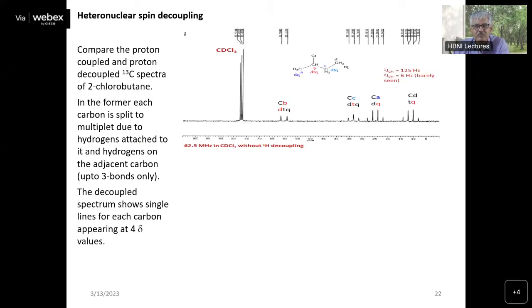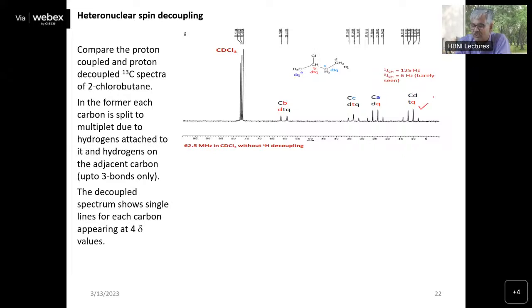Now let us see the case of heteronuclear spin decoupling. Here again I am showing the same spectrum, for 2-chlorobutane. You see a triplet of quartet, doublet of quartet, doublet of triplet of quartet, and doublet of triplet of quartet, depending on which carbon. Because, as I have told you, the coupling constant can go beyond, up to 3 bonds.